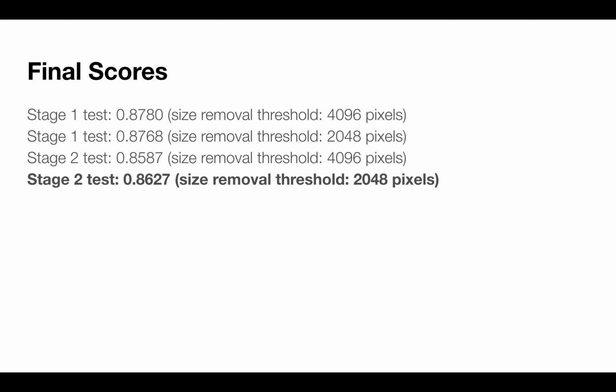pixels and 0.8768 using 2048 pixels. For stage 2, we submitted 2 solutions with the same size removal thresholds as in stage 1, and we found that 2048 pixels actually did better, with a score of 0.8627. This was our final score for the competition.